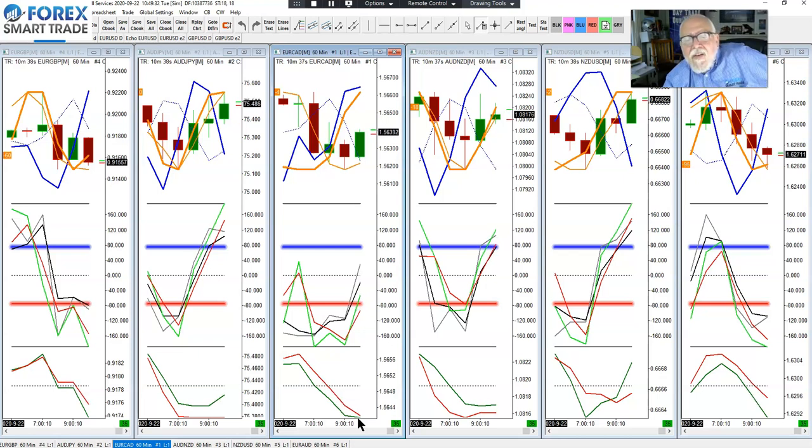So I don't have the signal here, even though this is a good setup. This is a good setup. This is close to turning, but hasn't turned yet.